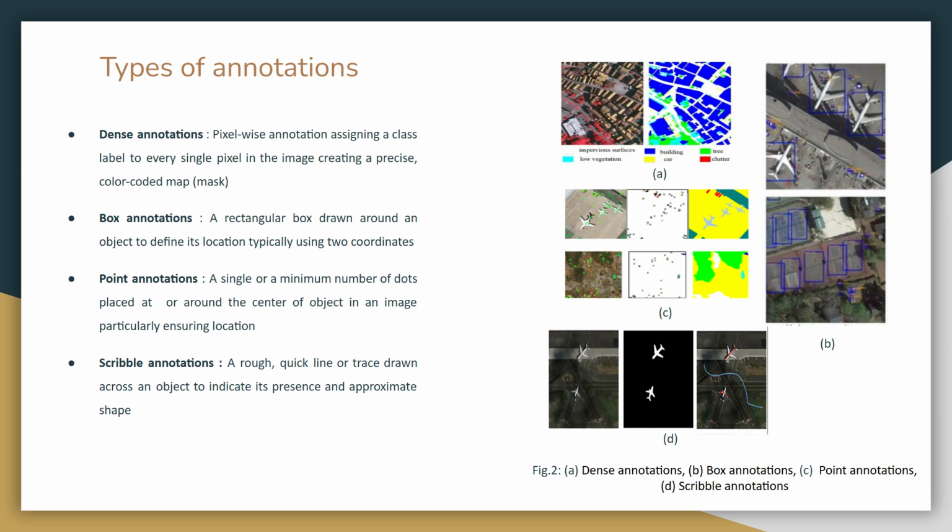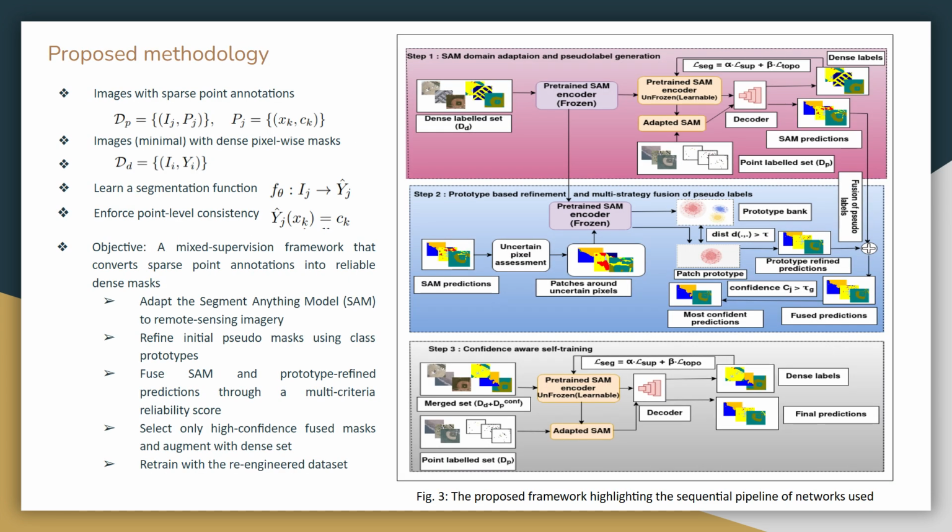Now, coming to the core idea of our work, we propose a mixed supervised pipeline. We assume that we have a small dataset of dense masks, but we have a large dataset with only point annotations, wherein each image has a point annotated mask, which means that only some of the pixels have been assigned their specific classes. We have to learn a segmentation function for these images to get the complete dense annotated mask, enforcing point level consistency.